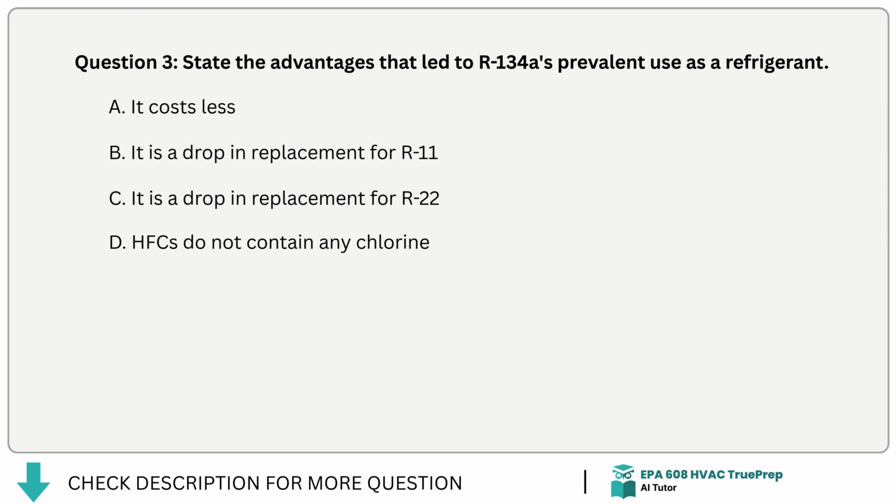Question 3. State the advantages that led to R-134a's prevalent use as a refrigerant. A. It costs less. B. It is a drop-in replacement for R-11. C. It is a drop-in replacement for R-22. D. HFCs do not contain any chlorine. The correct answer is D. HFCs do not contain any chlorine.